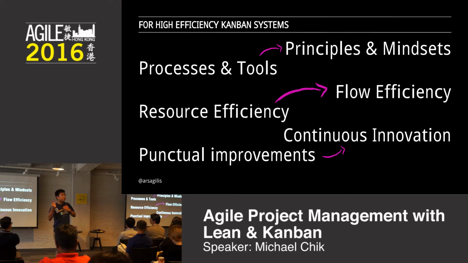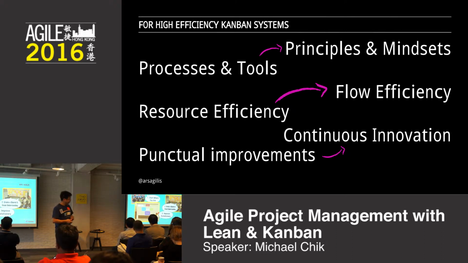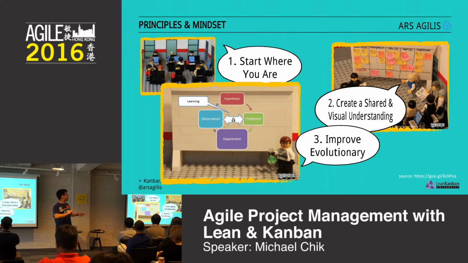And out of punctual improvements, we move to continuous improvement. I know in Agile, everyone says they're doing continuous improvement, but I can show you some tools or some techniques that actually allow you to do continuous improvements. This is a simplification of the Kanban principles. There are more, but I think they're probably the most important ones.